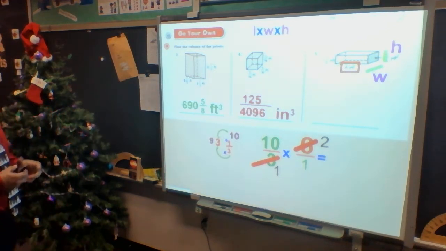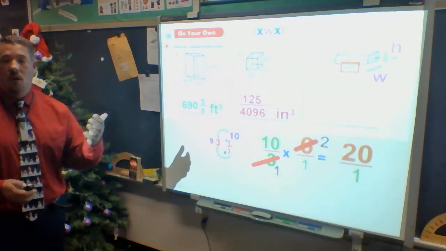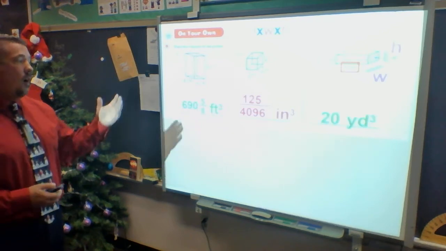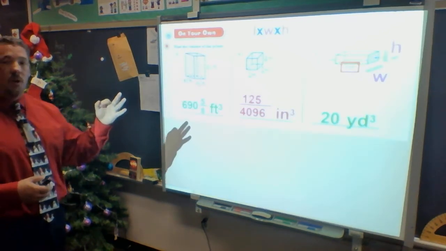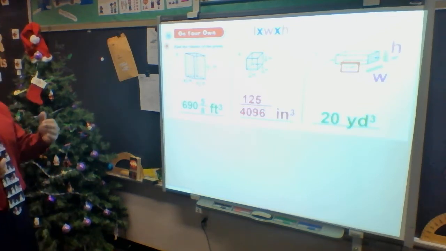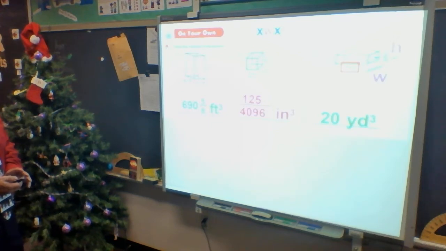That leaves me with some pretty easy math to do to finish it up. 10 times 2 is 20, and my 1 times 1 gives me 1, so I know I have a whole answer of 20. I look at my labels, it's yards, I multiplied those 3 sides together, so I have cubic yards. So 20 cubic yards will be my final answer.